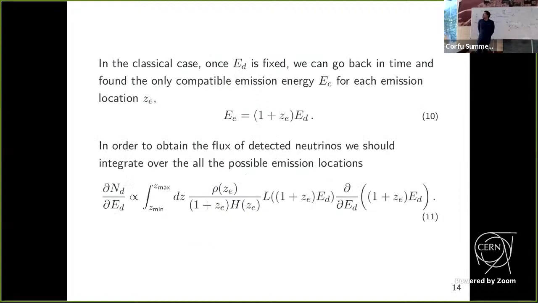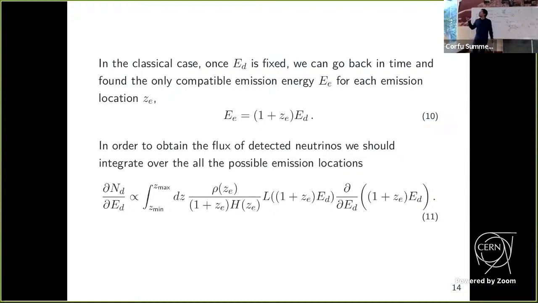Now, in the classical case, if we want to know the flux of neutrinos for some detected energy, once the detected energy is fixed, we can always find the necessary emission energy, the only one compatible with each source location from the classical equation of the redshift. And then we can just integrate the flux from one source to all the possible locations of the sources.